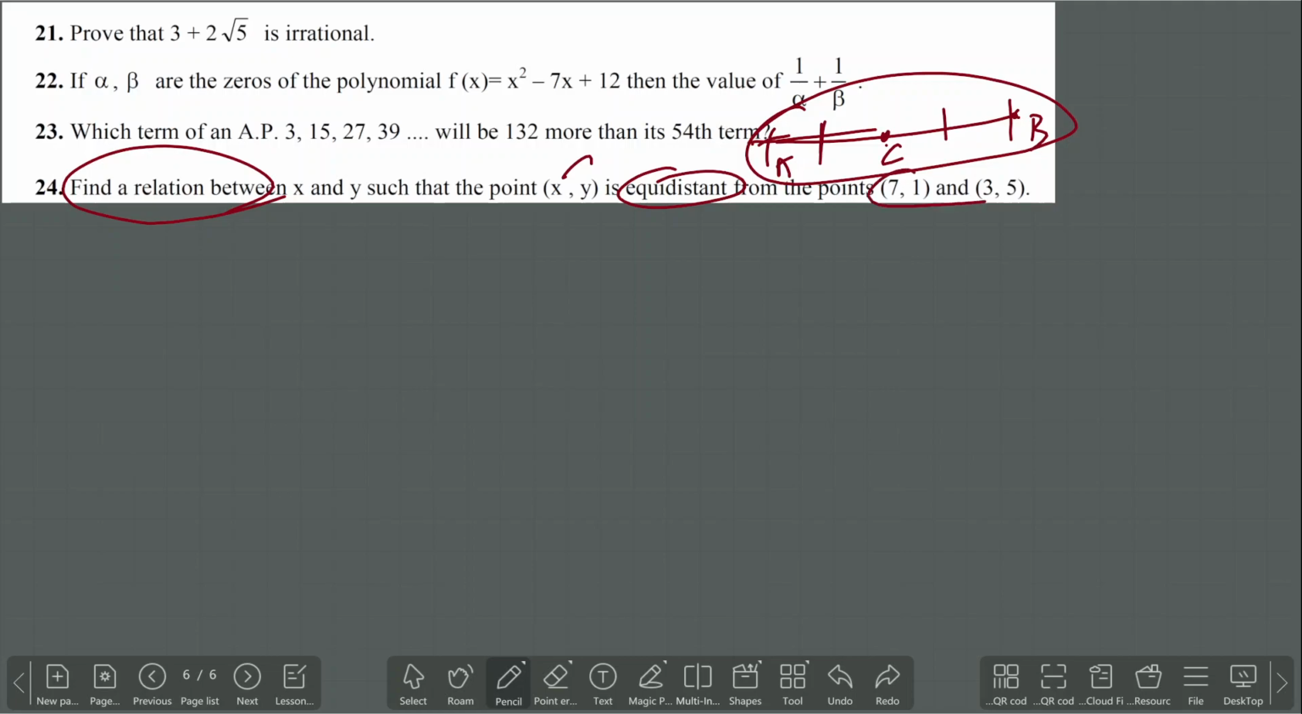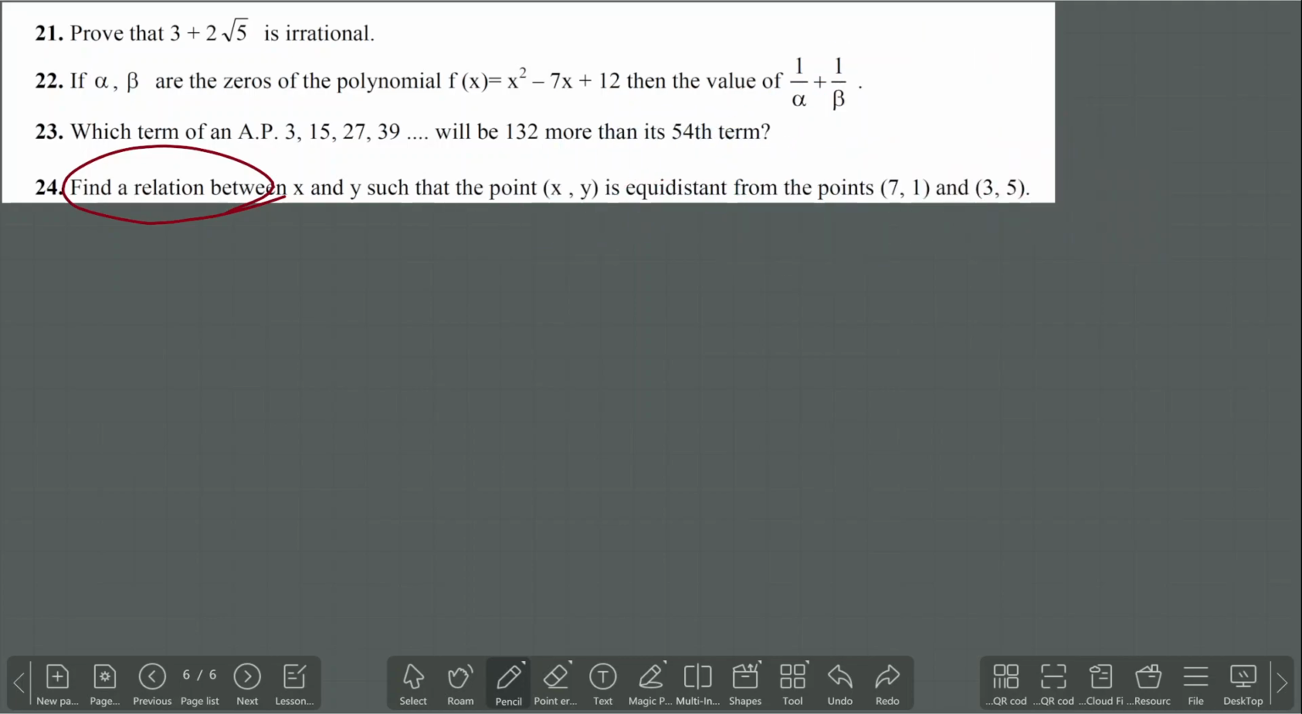See, the 2 points form a line. The 2 points form a straight line. If such type of word is given, we can go with midpoint. 7, 1 and 3, 5. About that they didn't say anything. Just it's a point. 7, 1, 3, 5 form a straight line, and x is equidistant from these points, and then find a relation between them. Like that, if they have given, you can go with the midpoint.